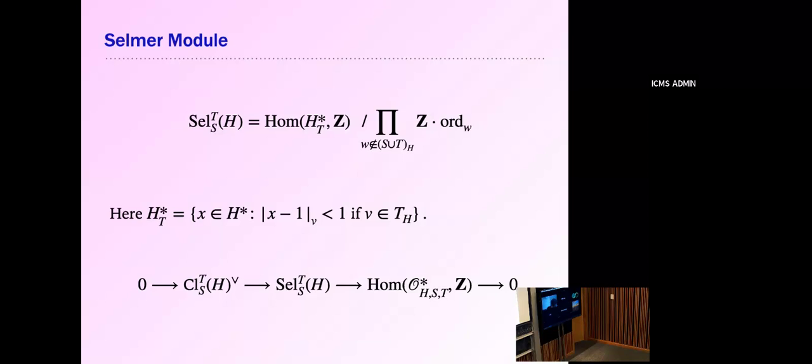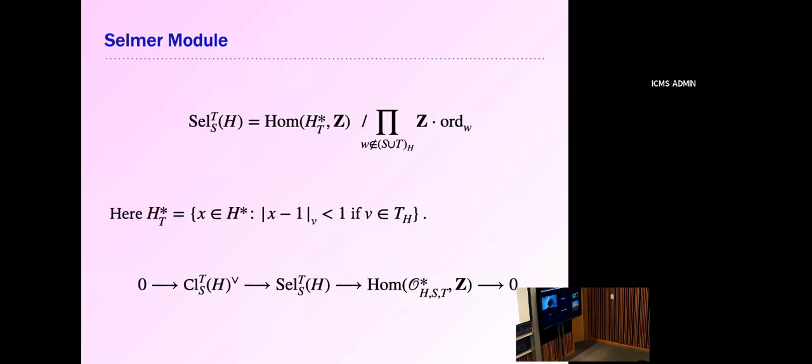So this is kind of funny. You take H_T squared. What is that? That's all the elements of H star, so just the multiplicative group of H, but you look at elements that are close to 1 modulo all the primes above T. So this kind of condition, u congruent to 1 modulo all the primes above T. So that's what I've written here. T_H is all the primes above T in H. Instead of saying that mouthful every time, we just write T sub H.